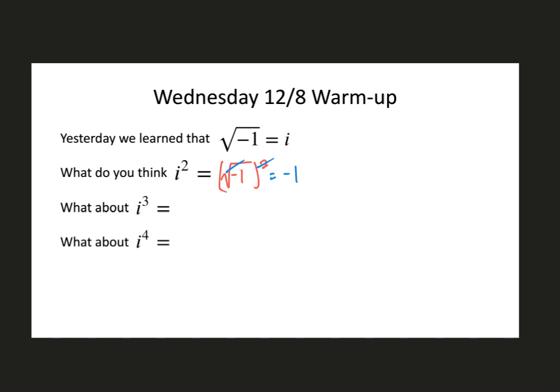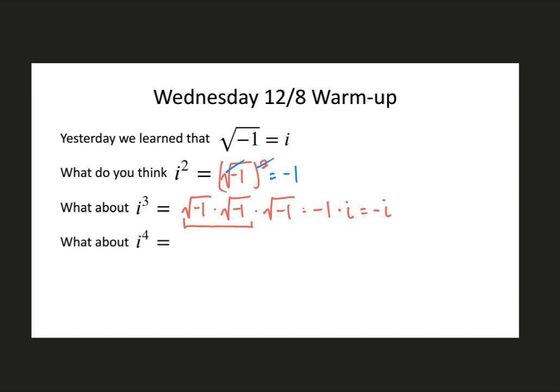So then if we take i cubed, using a property of exponents, we can break that down. Well, there's a couple different ways we can do it. We can say that's the square root of -1 times the square root of -1 times the square root of -1. And we know from the previous result, i squared is equal to -1, and the square root of -1 is equal to i. So -1 times i is equal to -i.